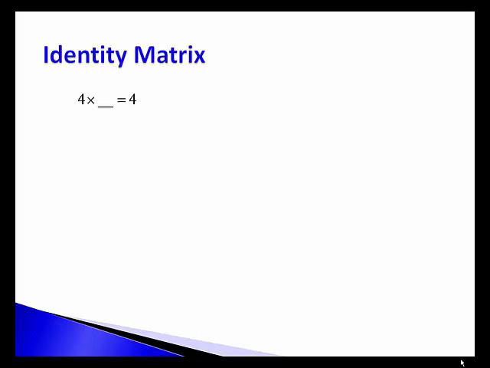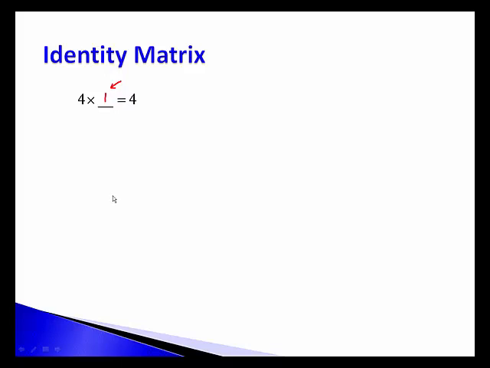Before we start talking about identities with matrices, though, let me remind you what you already know about identity elements. If I ask you to fill in the blank on this statement that I have on the screen right now, what would you tell me to put in the blank? Well, hopefully you would say that that's a 1. That 1 has a special name. It's called the identity element of multiplication.